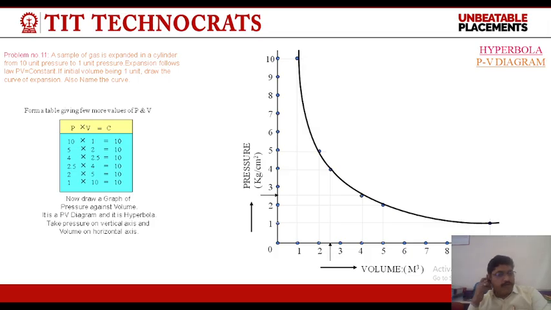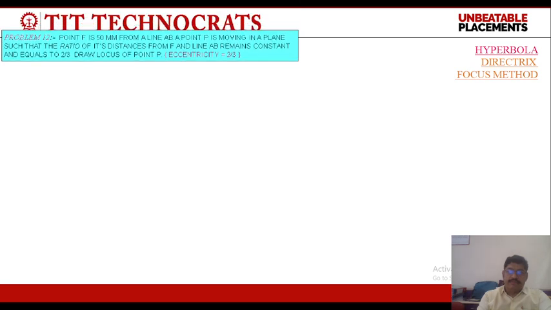Now draw a curve of pressure against volume. It is a PV diagram and it is a hyperbola. Take pressure on the vertical axis and volume on the horizontal axis.